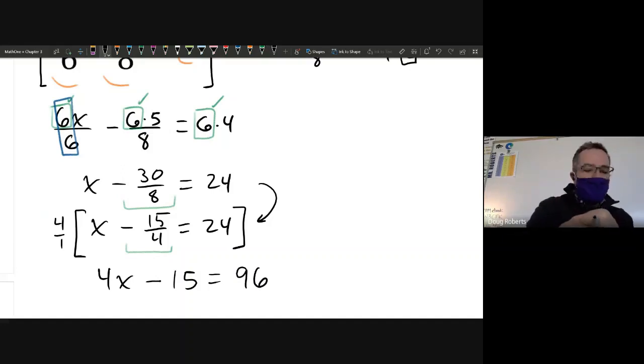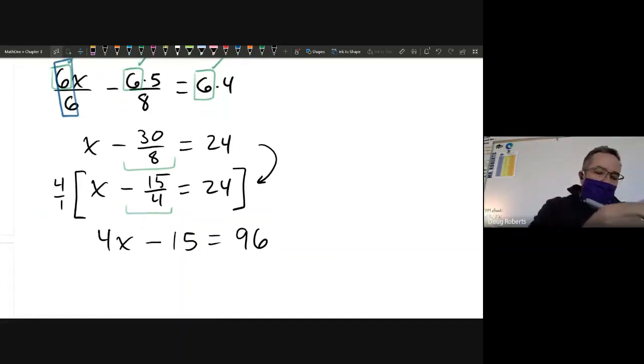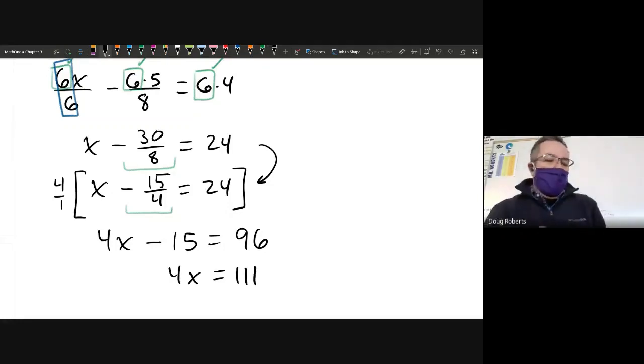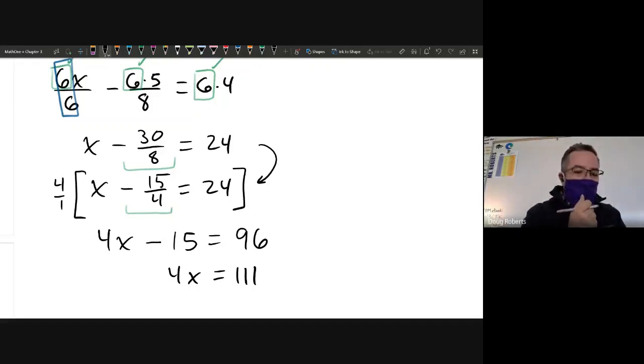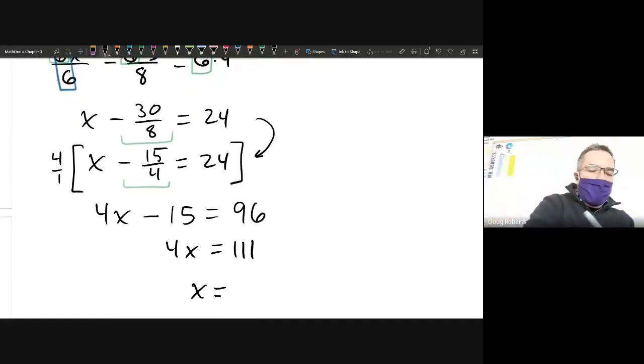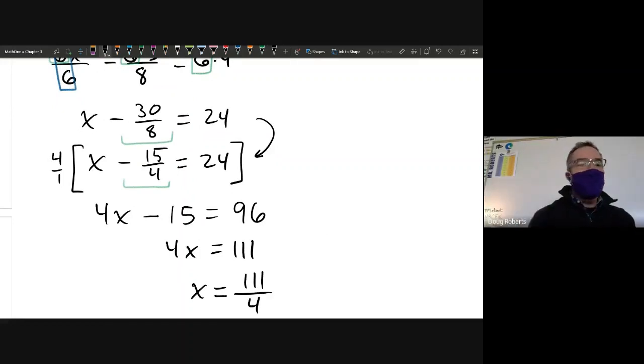Something like that. Now, if I add 15 to both sides, it's not the nicest number in the world, but it is a nice number. It's kind of cool. 111. Is that right? Yeah. Okay, so hey, watch this. I'm still not grabbing a calculator. Right, there we are. It's 111 fourths.